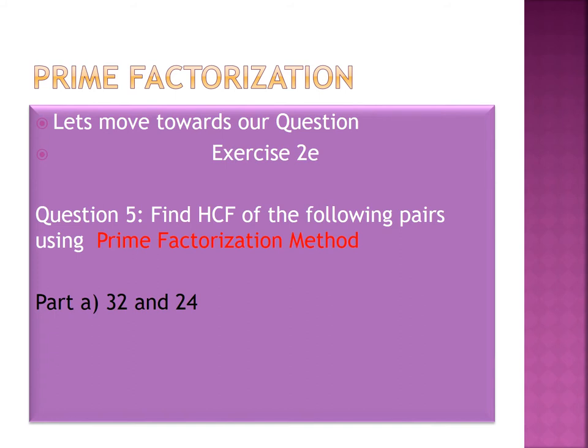Okay, let's move towards our question. It's exercise 2E, page number 38, and question number 5. First of all, read the question carefully. What is the question? Find HCF of the following pairs using prime factorization method. So you need to find HCF. And what is HCF? Highest common factor.